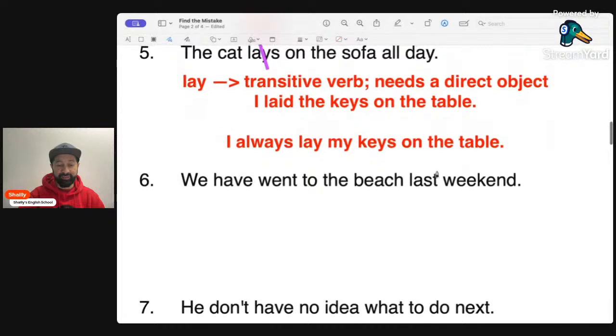Let's look at number 6. It says, we have went to the beach last weekend. Is this correct? Is it incorrect? Please let me know your answer.